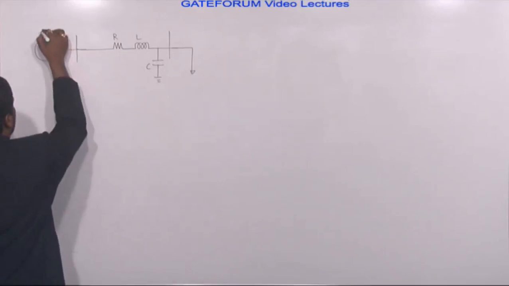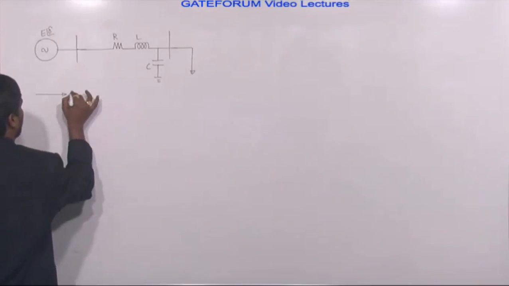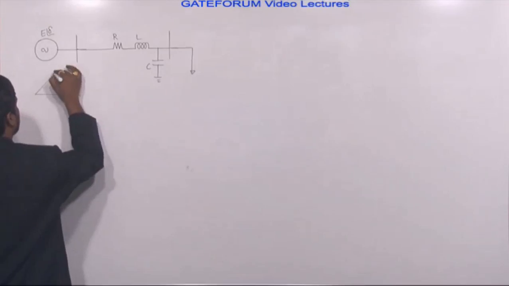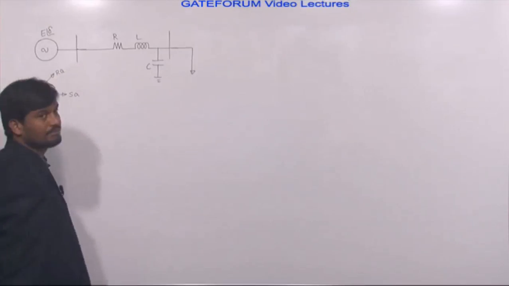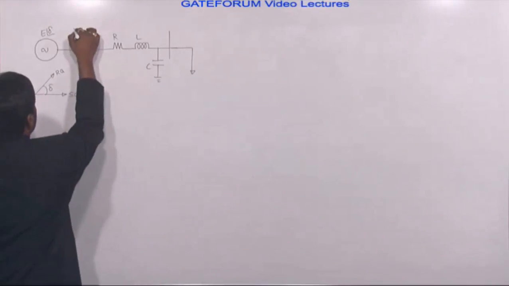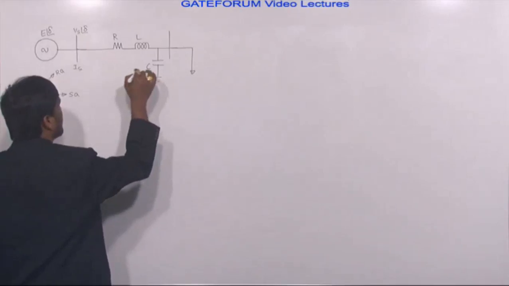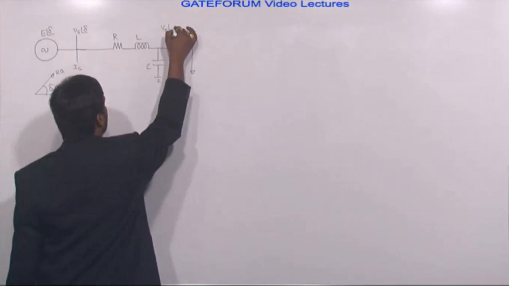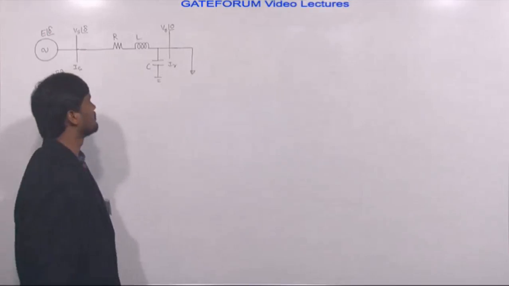We know that the alternator voltage is E, angle delta. We will have 2 fluxes, one is stator flux, the other is rotor flux. The angle between these 2 is delta. Sending end voltage Vs, angle delta, current Is. Receiving end voltage VR, angle 0, current IR.